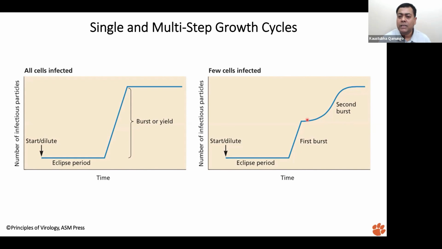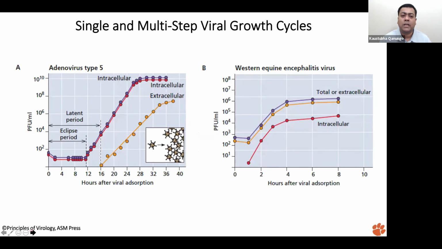And again, you will see that there is a possibility of viruses present from the previous one, and that's the reason. Also, the number of cells will be lower because some of the cells have already been killed, and that's why it becomes a little bit more curved rather than a sharp rise. So with few cells infected, you will see a multi-step growth curve. This gives you an overview of some very interesting concepts.